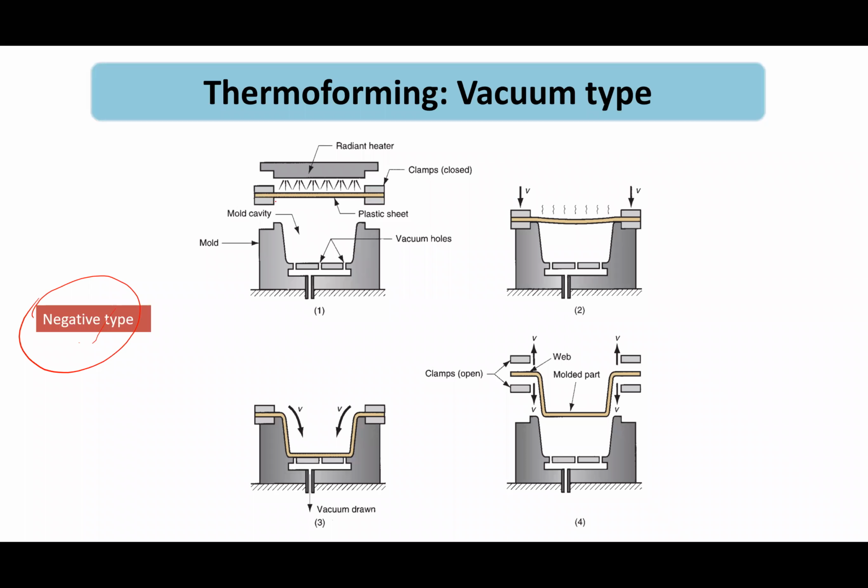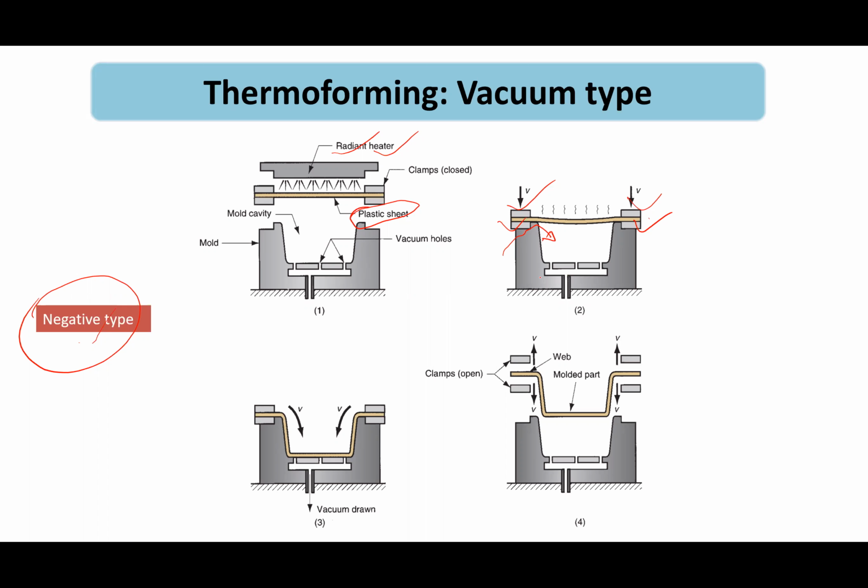First of all, a plastic sheet is preheated using a radiant heater or electric heater or any other means of heating. The sheet is heated, and then clamped onto the top of the cavity. The hot sheet is clamped on top of the cavity and held securely in place so that no air can get into the space.